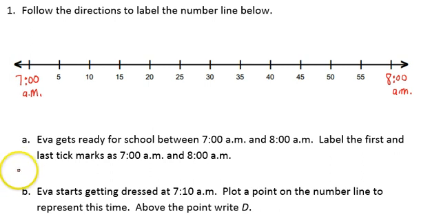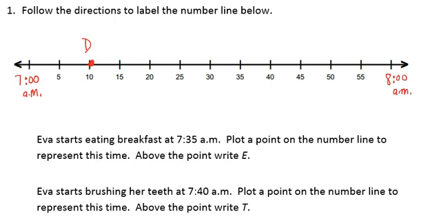The next direction says, Ava starts getting dressed at 7:10 a.m. Plot a point on the number line to represent this time, and above the point write D. So if I start at 7 a.m. and I move across 10 minutes to 7:10 a.m., I will mark it here and put a D to show that point. Next it says that Ava starts eating breakfast at 7:35 a.m. Plot a point in the number line to represent this time and write an E above that point. So again, starting at the left, there's 7 a.m. and I'll move across to 7:35 a.m., put a point and mark an E.